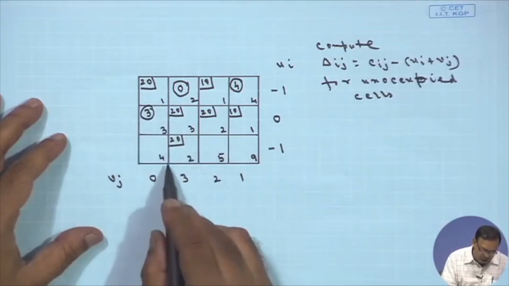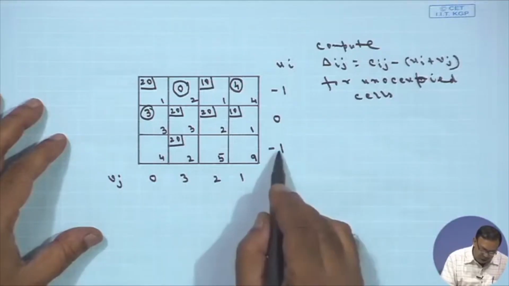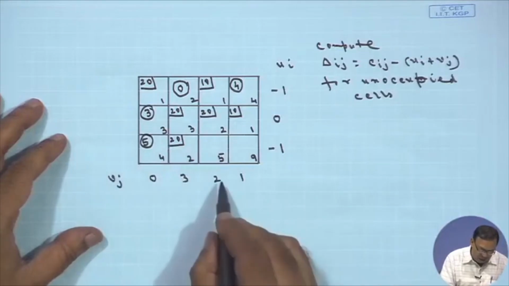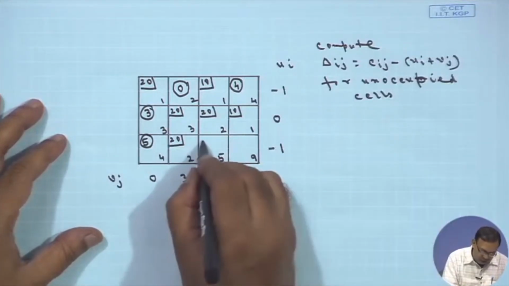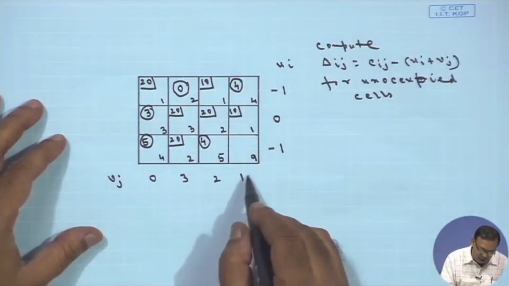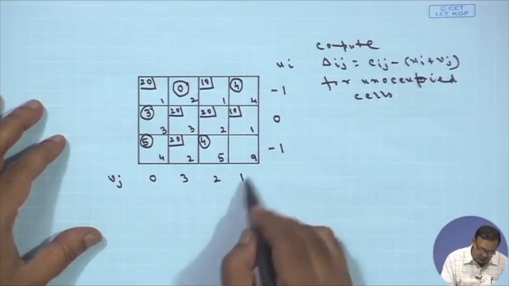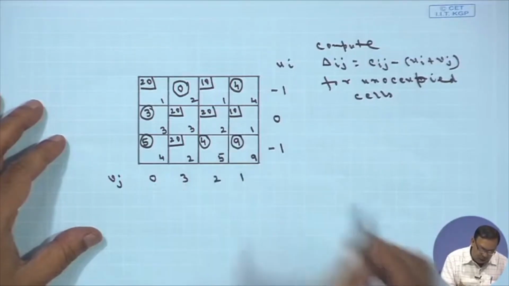For this case, 4 minus (minus 1), so 4 plus 1, 5. For this case, it will be 5 minus 1, so it will be 4. And for this case, it is 9 minus (Ui plus Vj), that is 1 minus 1, 0. So, it will remain 9.